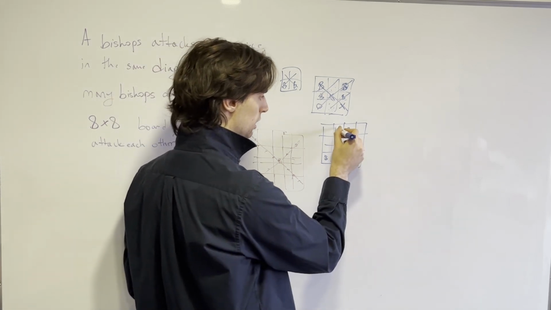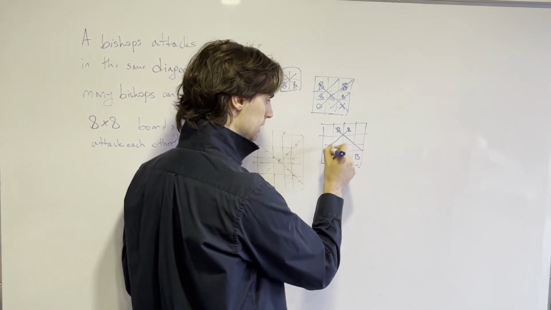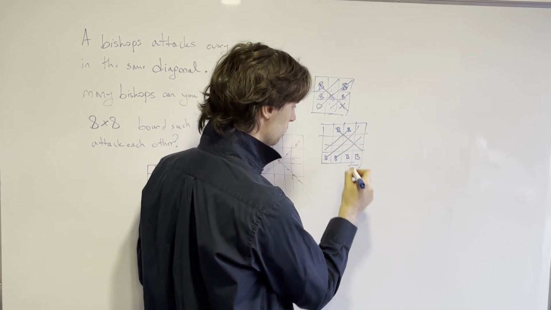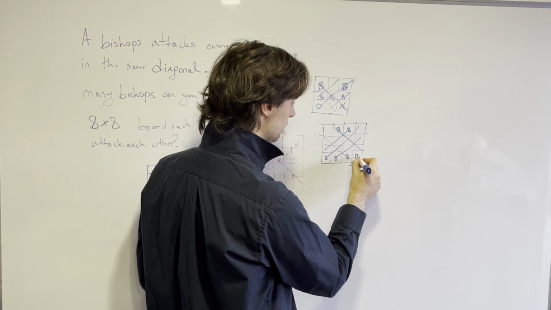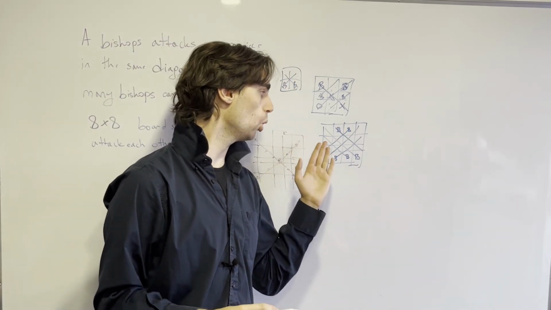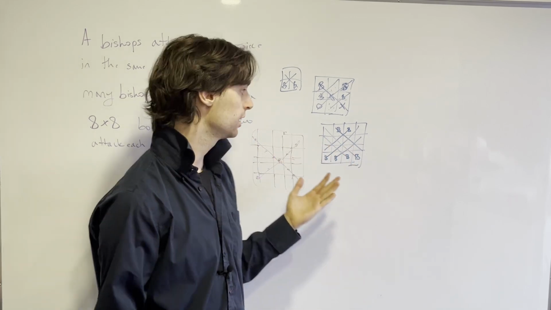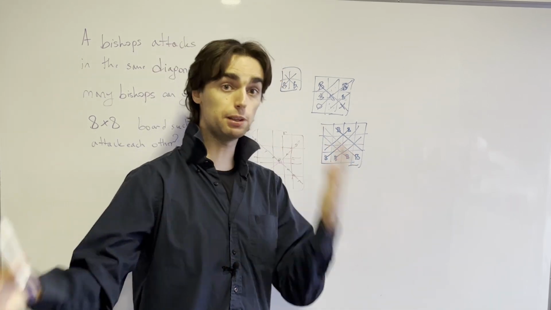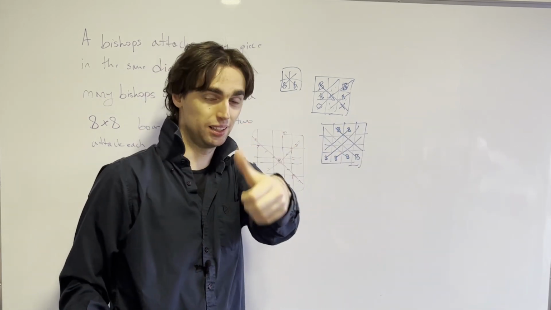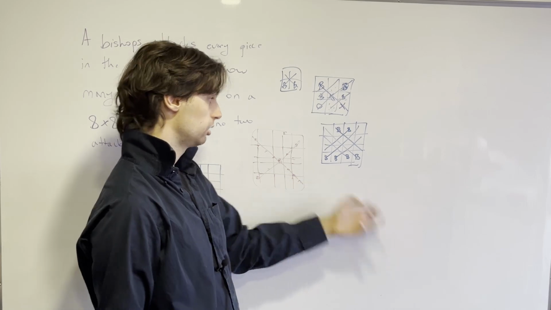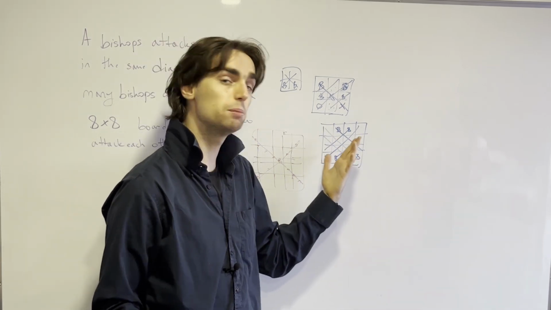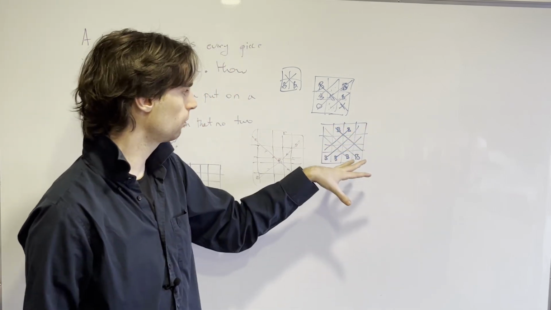Well, there's this diagonal, this one, and these six diagonals cover all the squares, so there can be at most six bishops, right? Because every single one of these diagonals can have at most one bishop on them. There are six diagonals, they cover all the squares, so there can be at most six bishops on the 4x4.